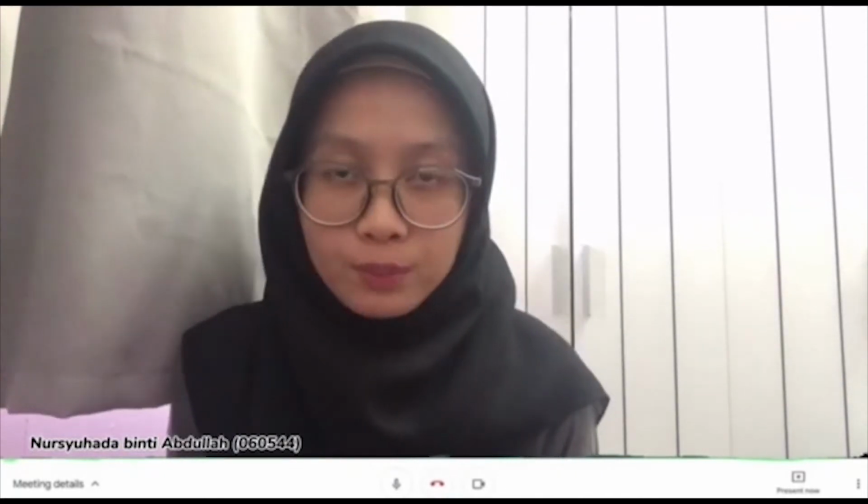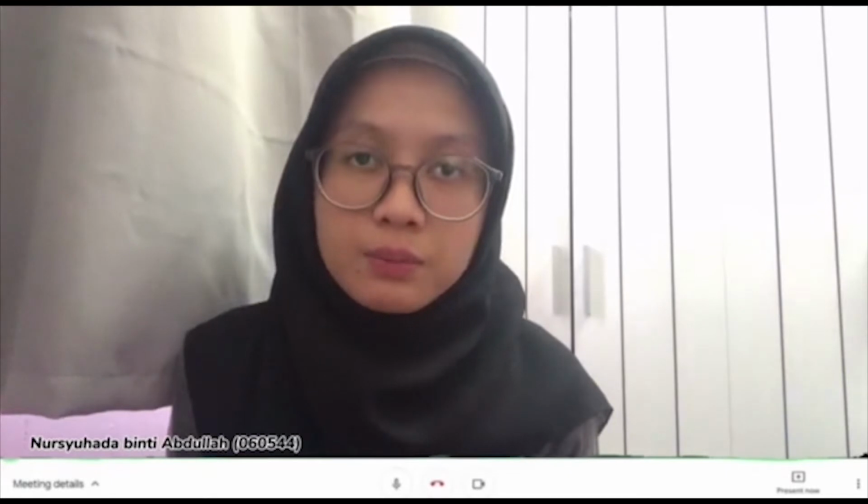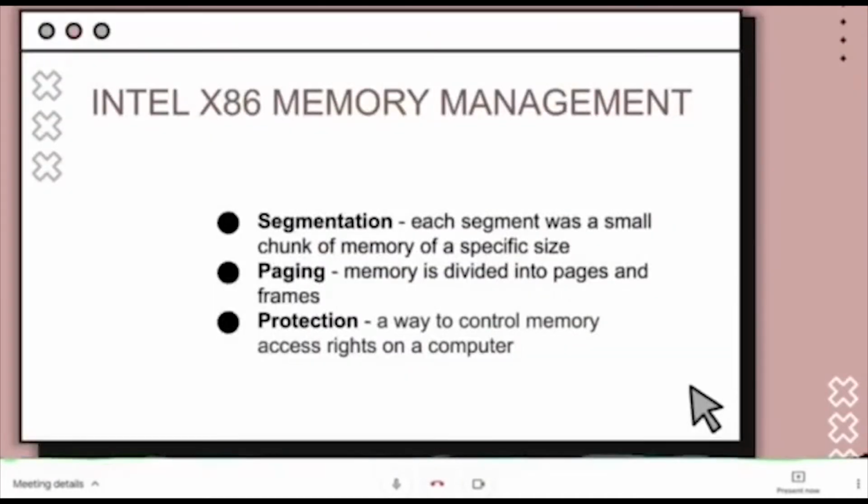So, back to our topic, we have three things to talk about regarding Intel x86 memory management. First is segmentation. Segmentation is one of the ways to access the physical memory. When Intel first designed x86, it had an idea that every memory item would be in a segment of memory. Each segment was a small chunk of memory of a specific size.